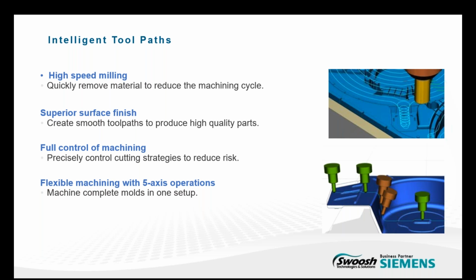You also have superior surface finishes that can be achieved by using the available smooth-flowing cutting strategies that can flow critical contours of a part, resulting in fine finishes at high feed rates. And then having full control of the machine enables manufacturers to reduce risk and improve quality. You can preview, change, and reorder the regions and the associated operations before generating tool paths.